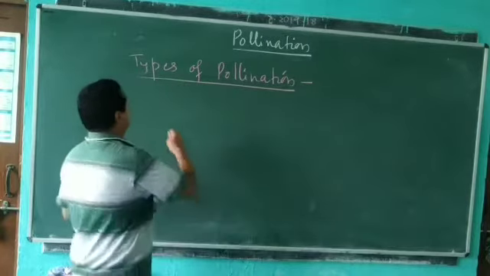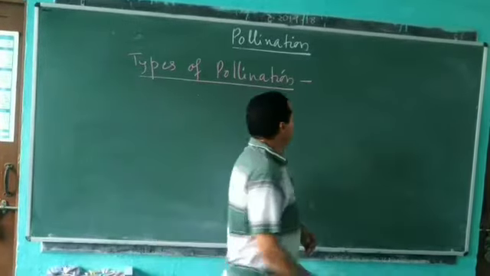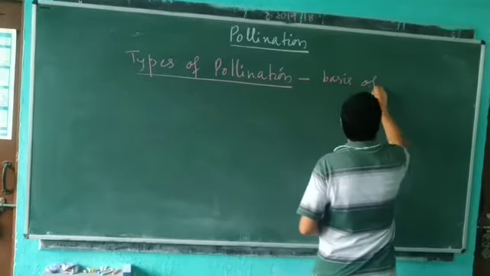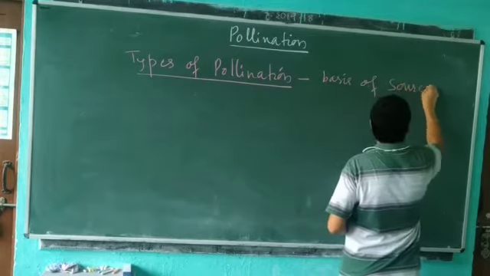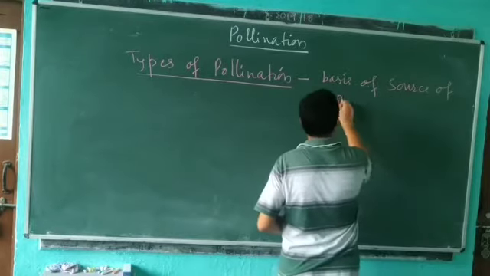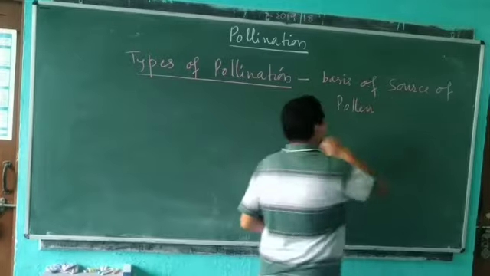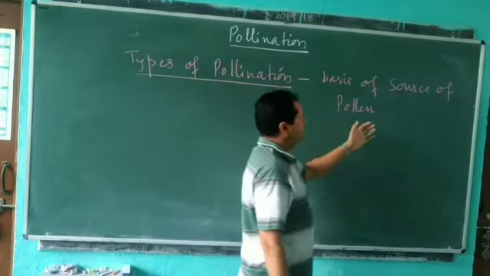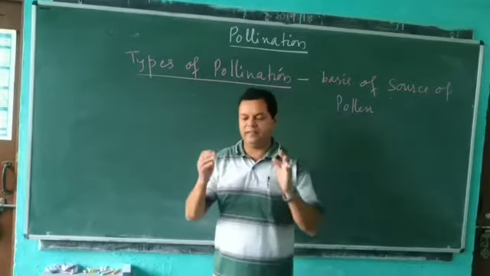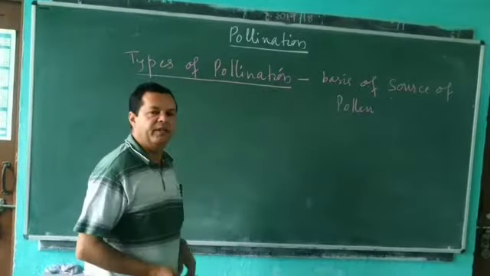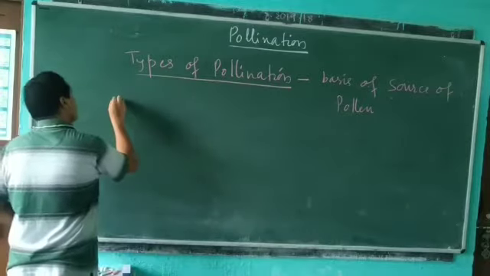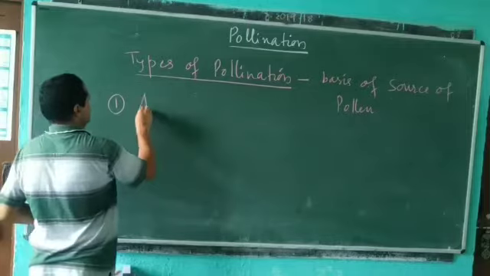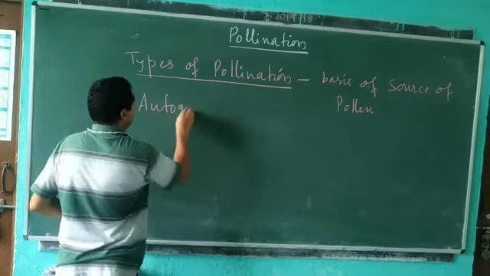Now let us see types of pollination on the basis of source of pollen. On the basis of source of pollen grains, pollination can be divided into three main types. So let us see the first one, which is known as autogamy.